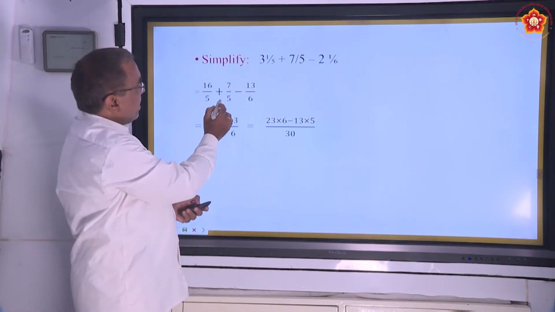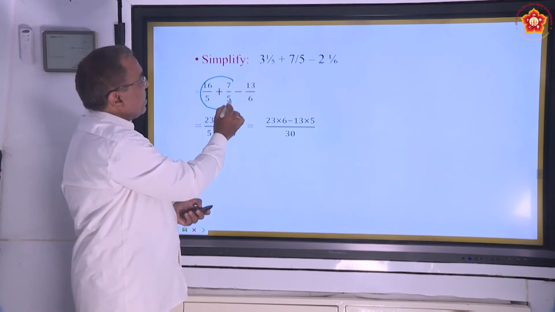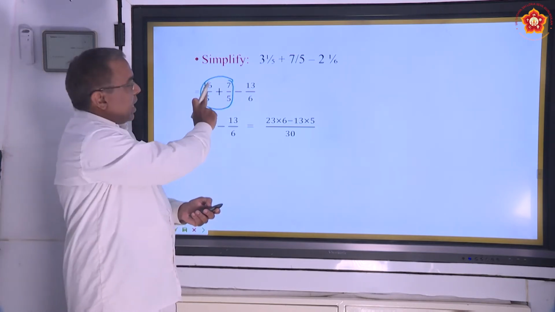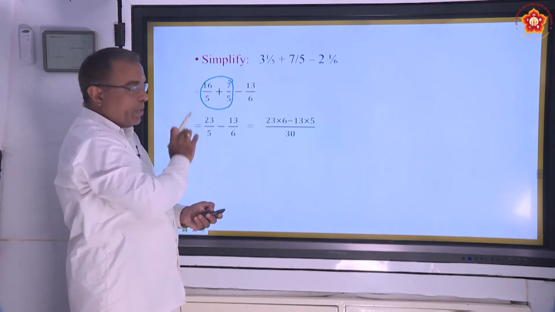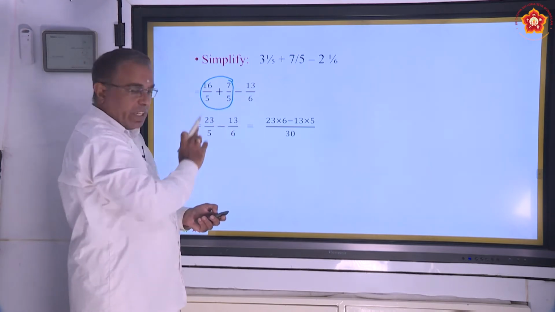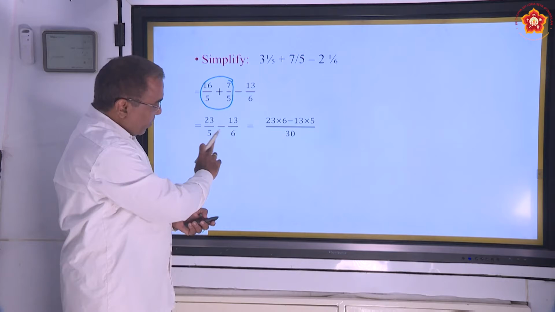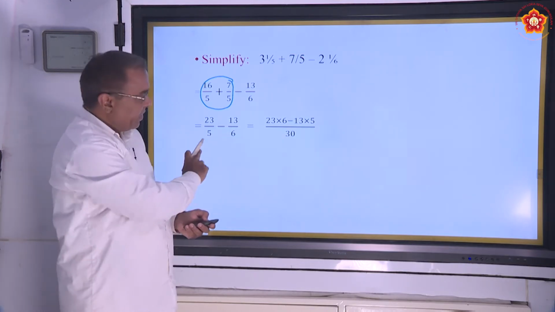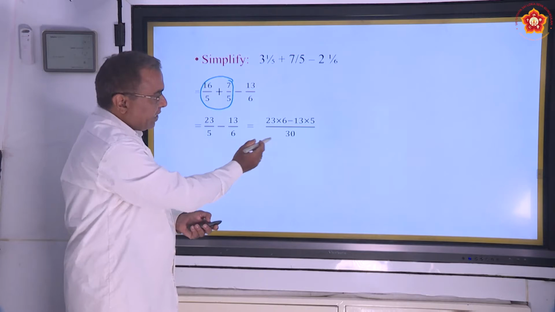Now we will take the first two terms alone. For this they have the common denominator 5. So as usual we will just add up, 16 plus 7 will be 23 by 5. Minus 13 by 6 we will write separately. For this we will take the LCM. Whenever they are having different denominators we will take the LCM. Here the LCM is 5 into 6, 30.